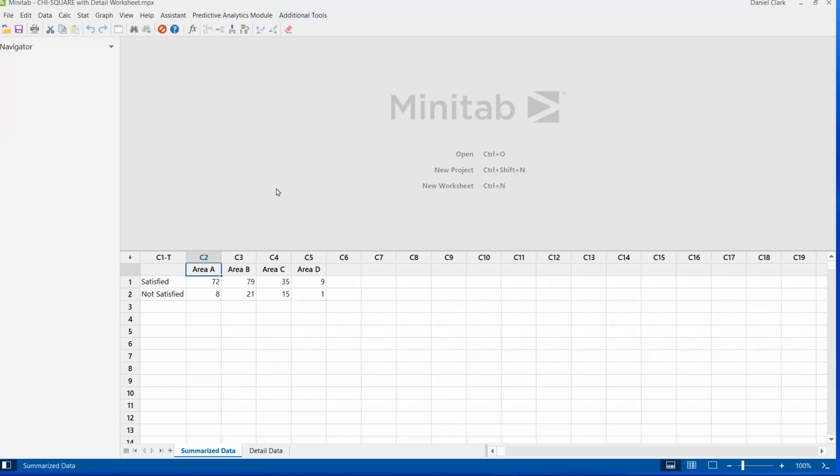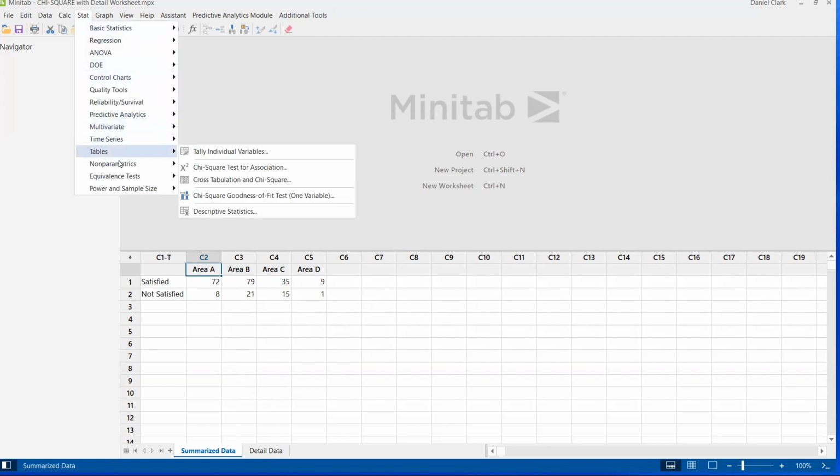So to do the chi-square, in this case, we're doing a chi-square test for association. Go to Stat, Tables, chi-square test for association. You can see the tooltip there says we determine whether two categorical variables are associated.